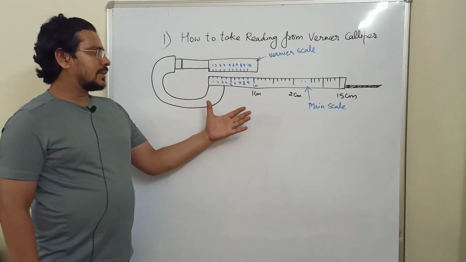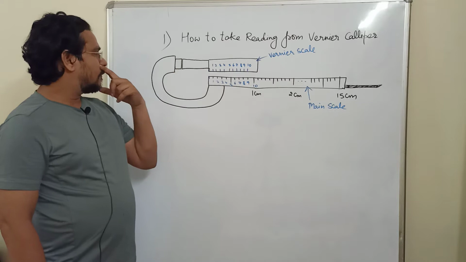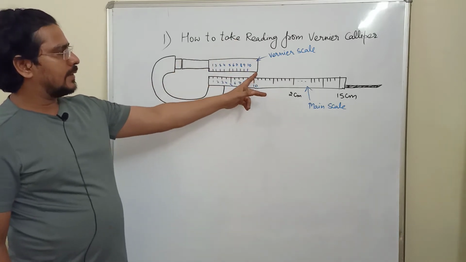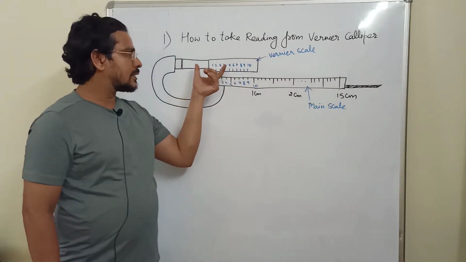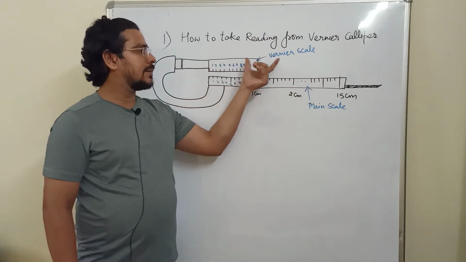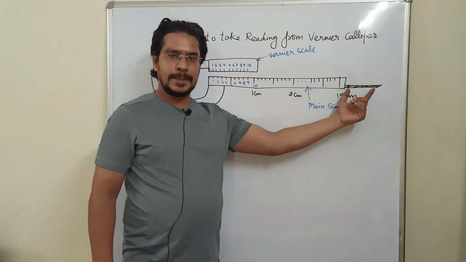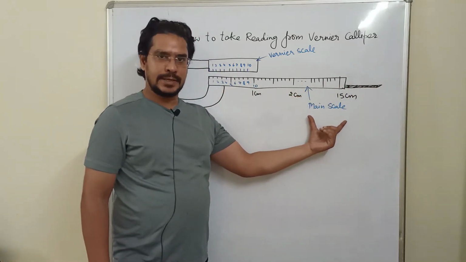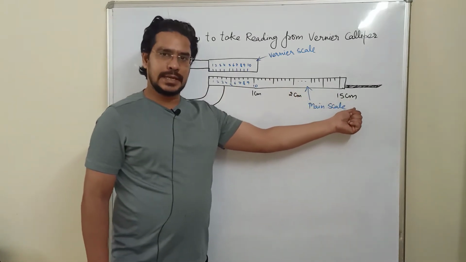A vernier caliper is a device which measures the length of small objects. Vernier caliper is composed of two scales. One is the vernier scale, which is also known as moving scale. This part of the caliper is able to move. And one is the fixed long scale, that is known as main scale. The main scale has total length generally 15 centimeter.